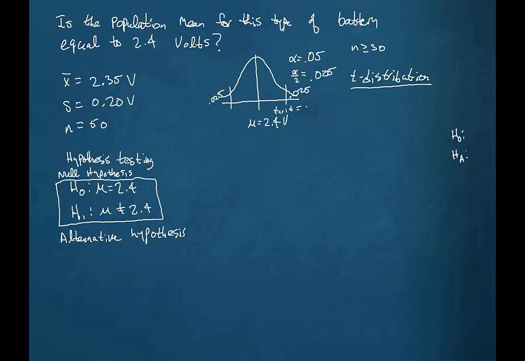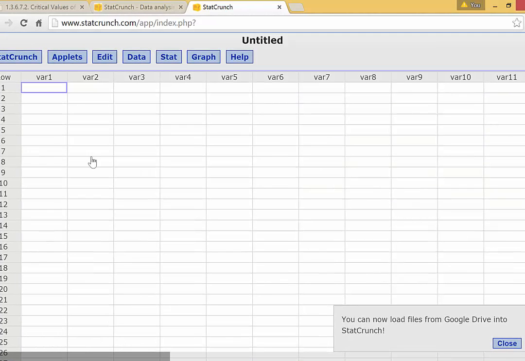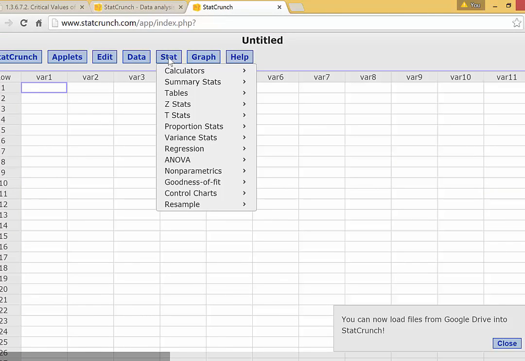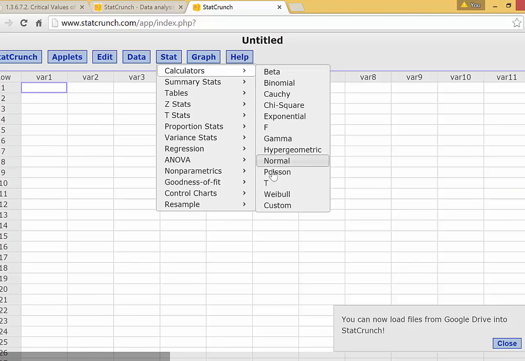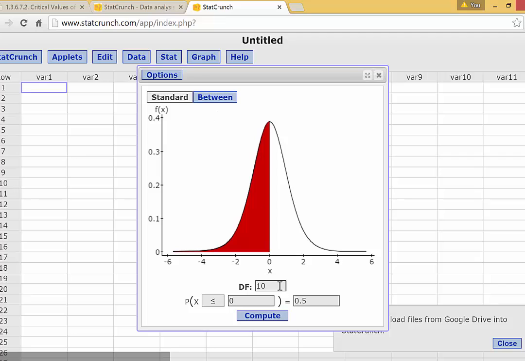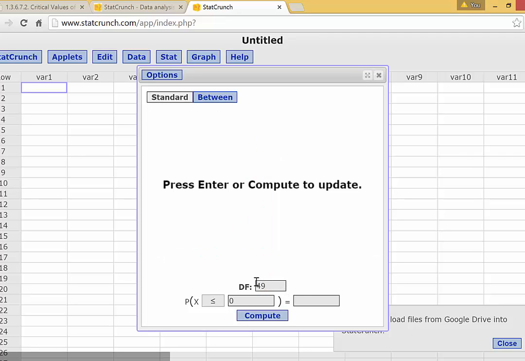We can use a table, or we can use StatCrunch, or we can use the TI-84 calculator, or any other means available to us to find these critical t-values. First, let's use StatCrunch to find this critical t-value. We'll click Stat, Calculators, T. The number of degrees of freedom is 49.